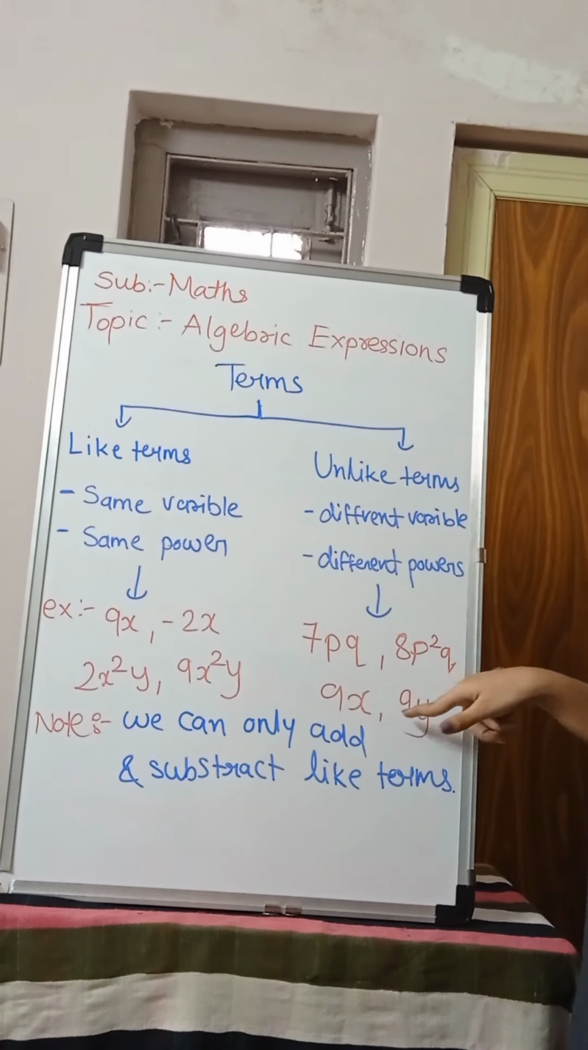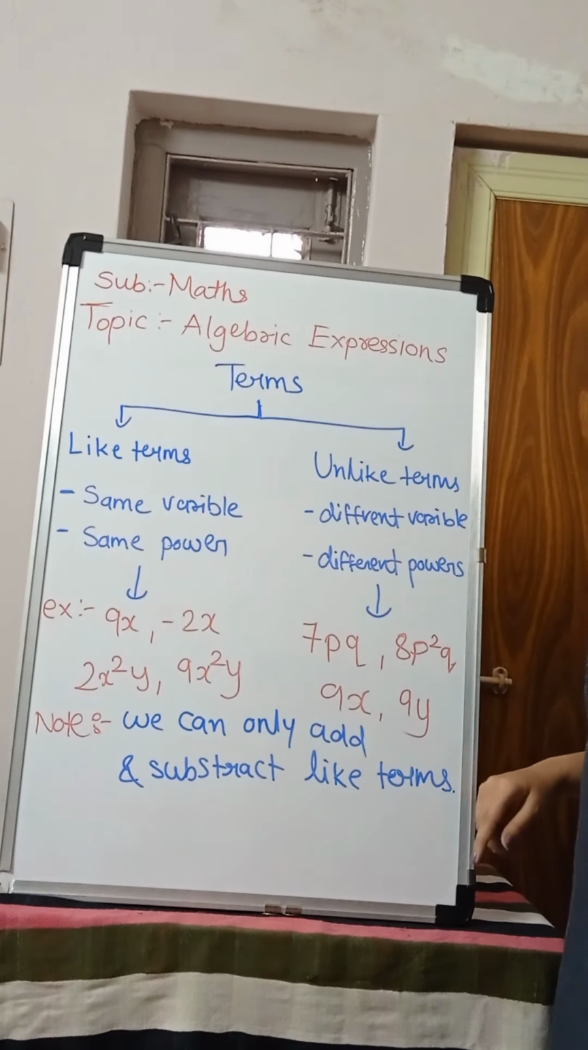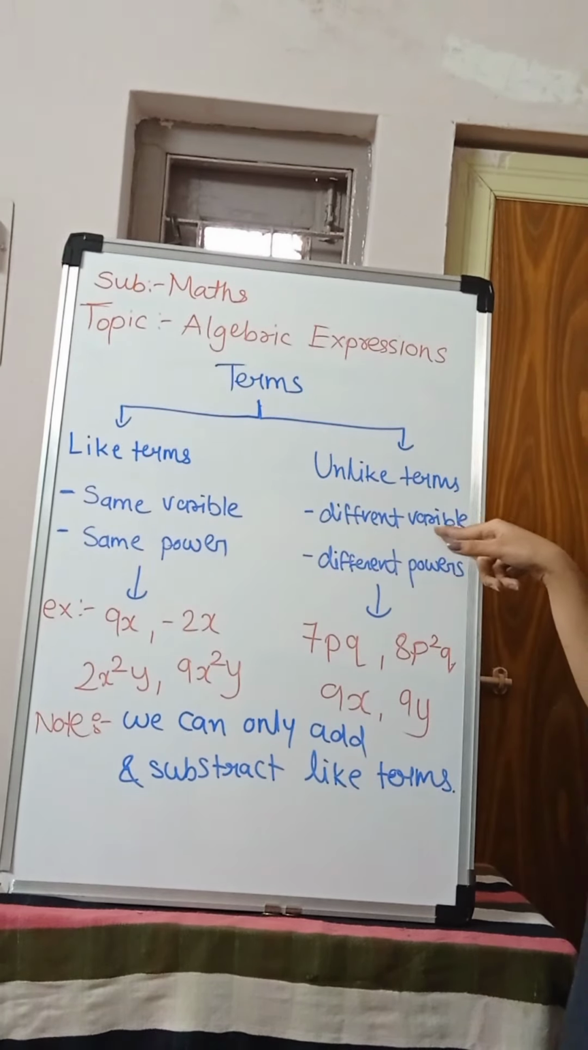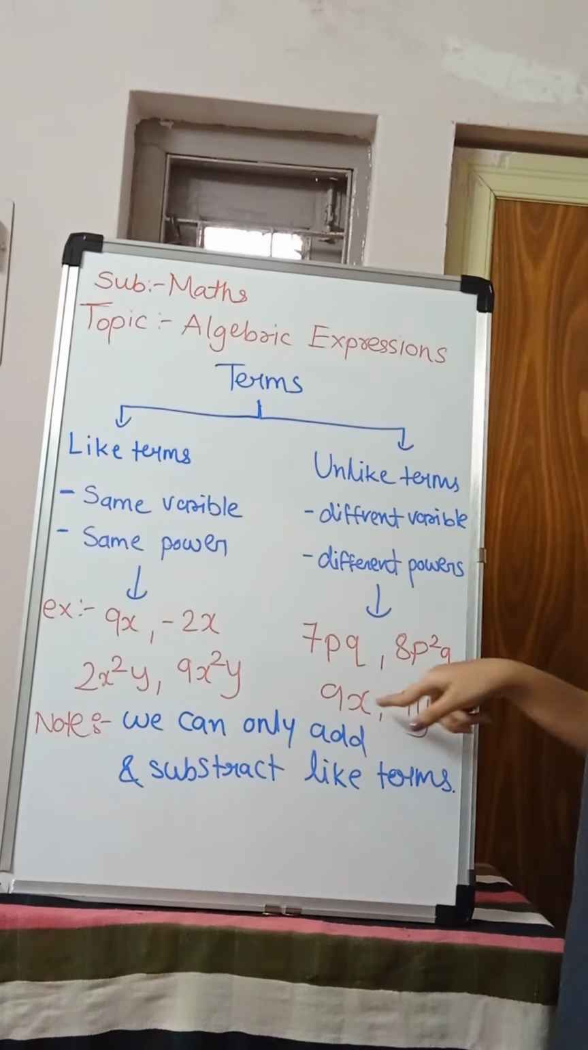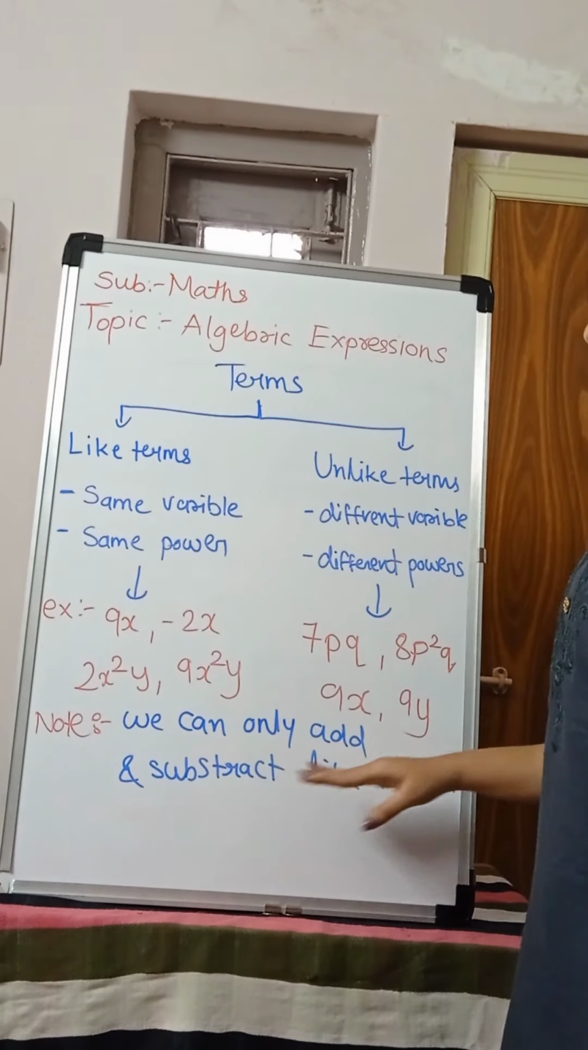Next, 9x and 9y. x and y are different variables, so our first condition is not satisfied. So these two are not like terms. And I want to add that we can only add and subtract like terms.